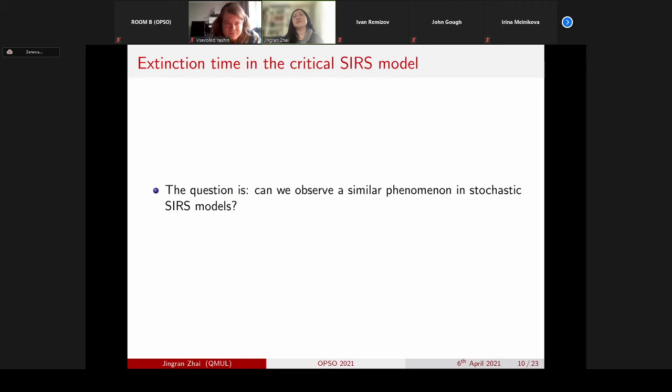So now the question is, can we observe something similar in the stochastic SIRS model? So far the answer is partial, but essentially, yes, we believe we can find something similar, but slightly more complicated, for at least the subcritical and critical regime. And this motivates what we are going to talk about next: identifying the critical regime and then investigating the behavior of extinction time within this regime.